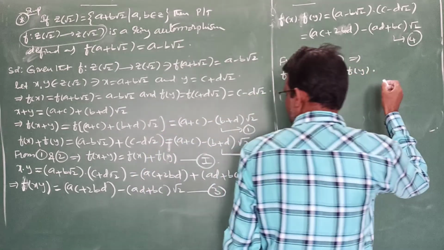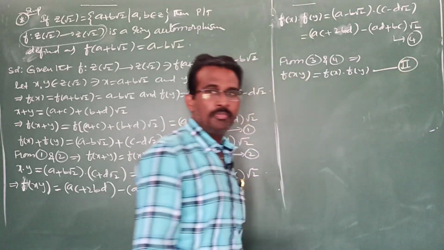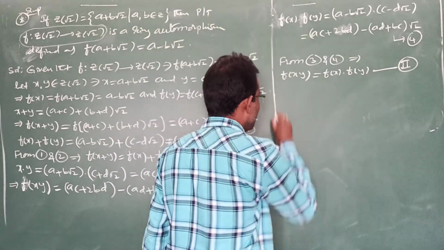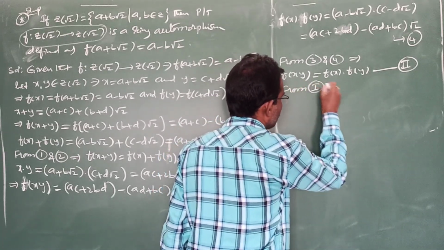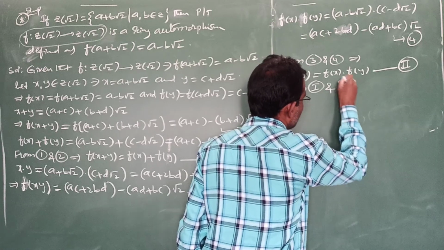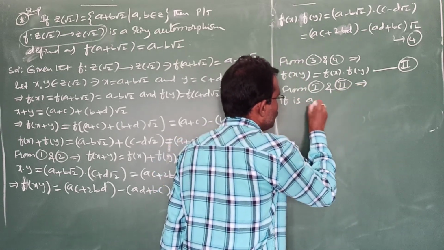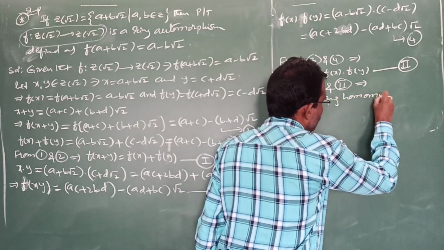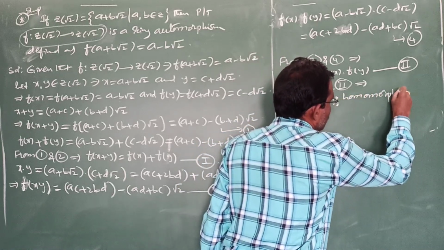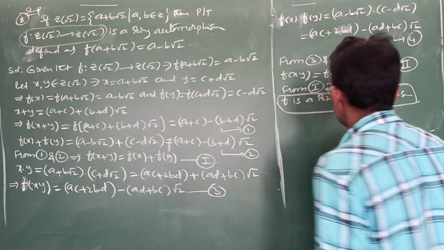Let this be big expression number 2 for our convenience. From big expressions 1 and 2 it implies we say that f is a ring homomorphism. Up to here we did ring homomorphism only, but in the question they want automorphism.